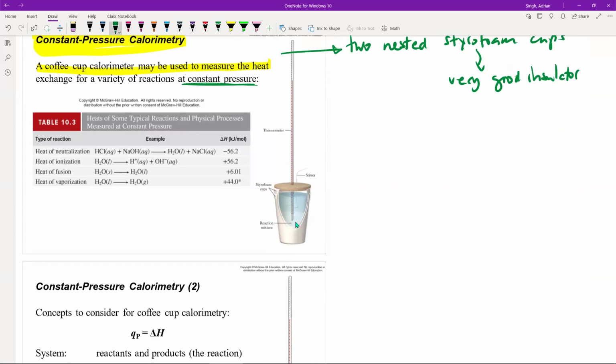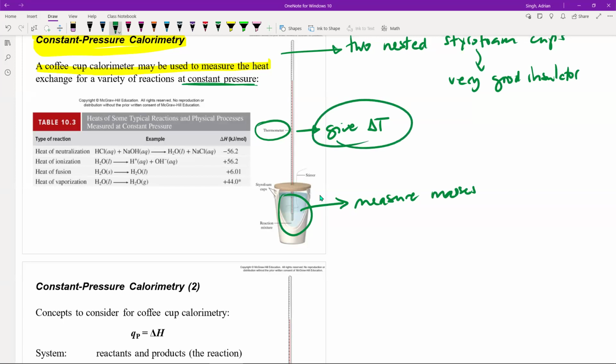We have our reaction mixture that is on the inside, and we have a thermometer, obviously, that is then going to measure temperature changes. That will give us our delta T. We can measure the mass of everything inside by just taking a difference: measure the mass of the coffee cup empty, put our stuff inside, then we measure the mass of it again. So we can get our masses that way. We get our delta T's, and then we can look up the specific heat of the stuff that's inside, and we can use our q equals m c delta T in order to calculate our heat changes.